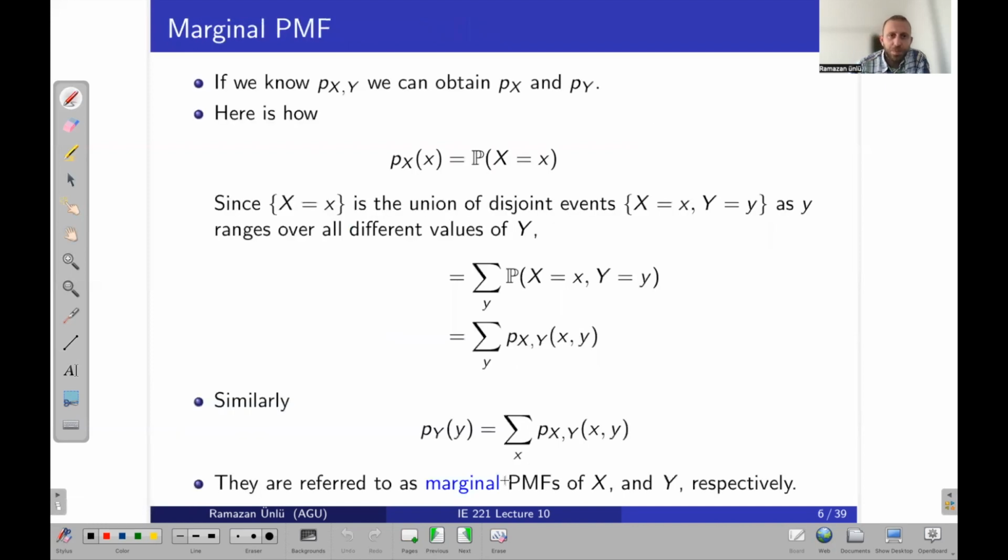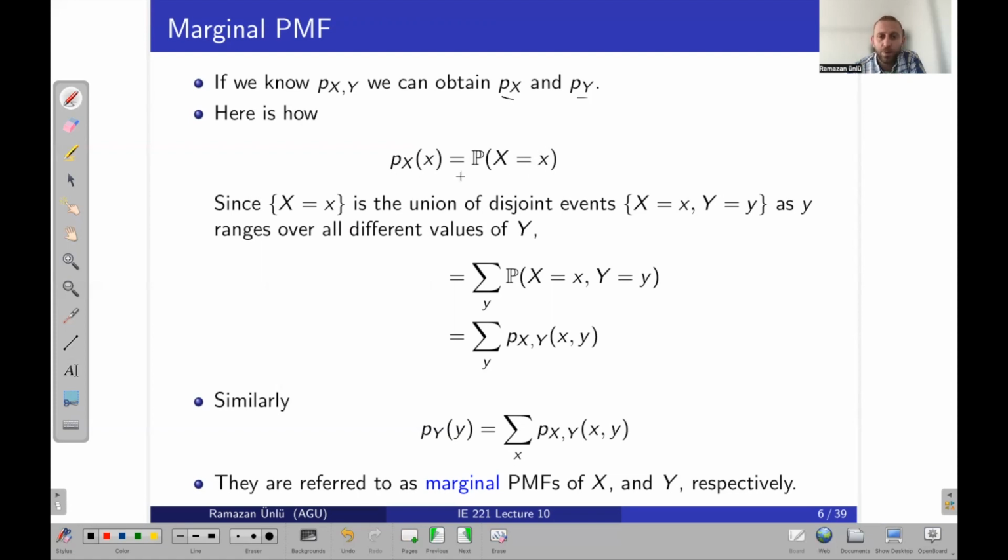So if we know the joint probability of X and Y, we can obtain the probability of X and the probability of Y. That means if you know the joint probability mass function of X and Y, we can reveal the probability mass function of X and the probability mass function of Y. But how can we do that? We know that the PMF of X is equal to the probability that capital X will be equal to the small x.